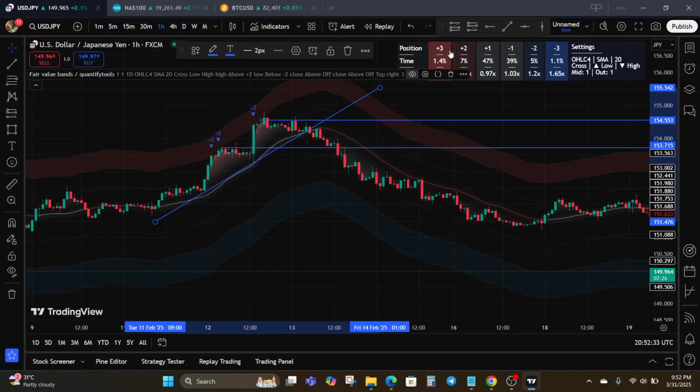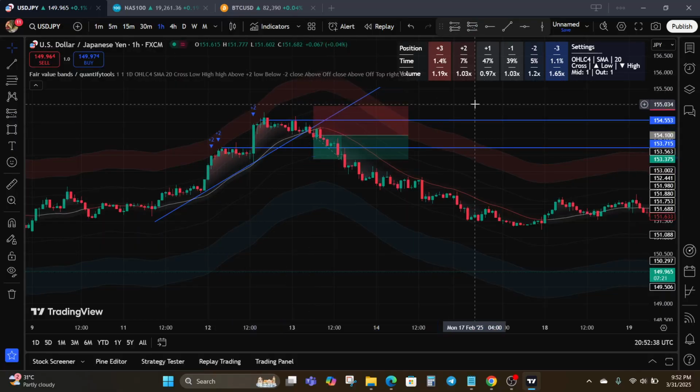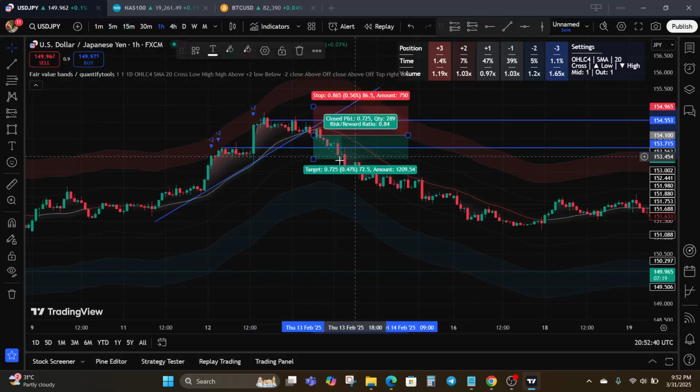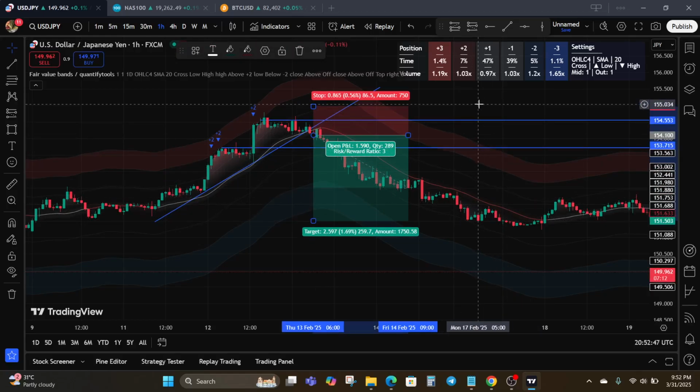Once that breakout has happened, then you can enter your sell and set your stop loss above that swing high. So this is the preferable way to do it, okay? And your take profit can be around support zone, okay?